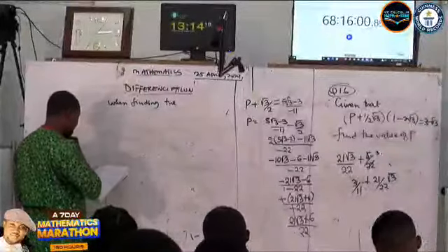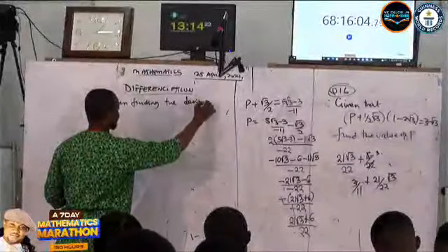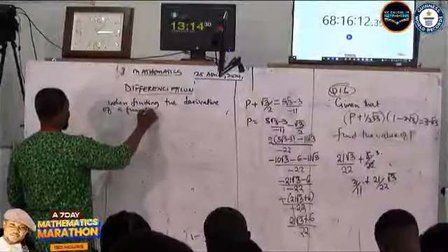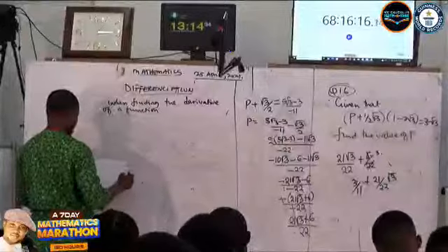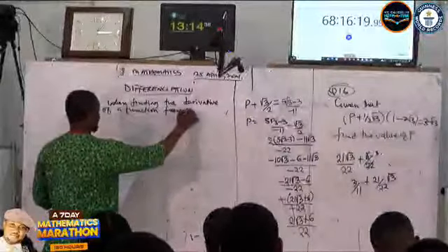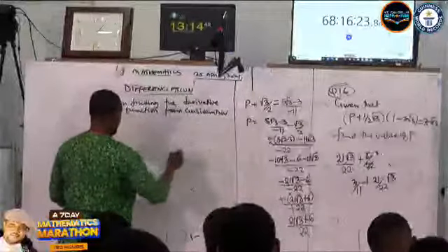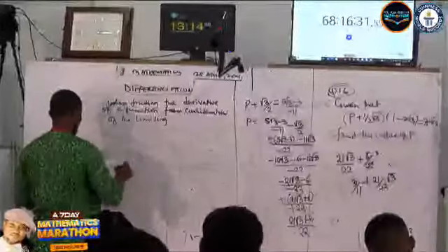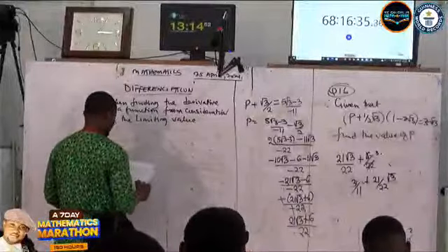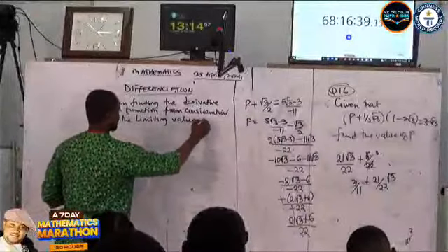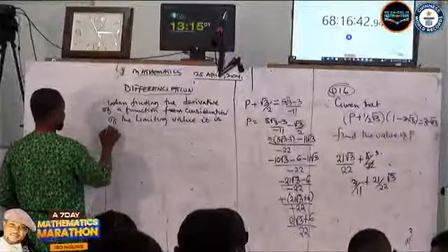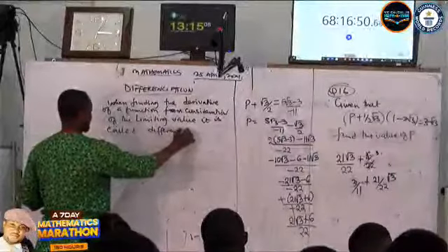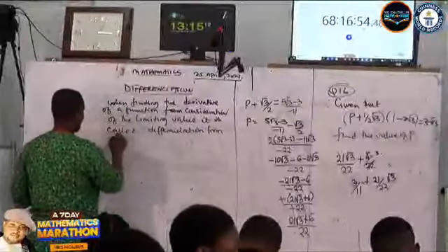When finding the derivative of a function from consideration of the limiting value, it is called differentiation from first principle.